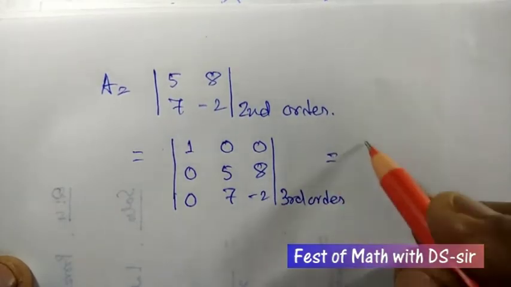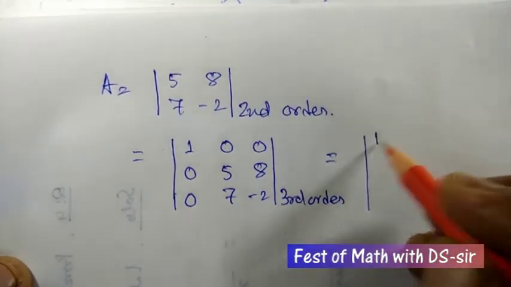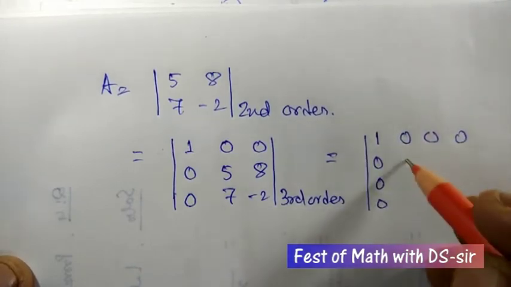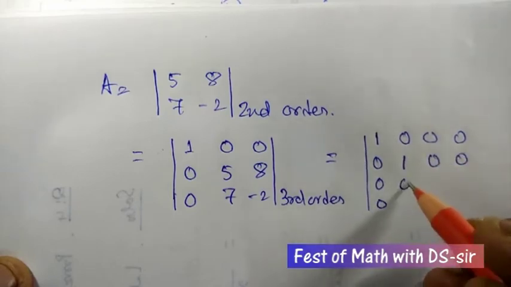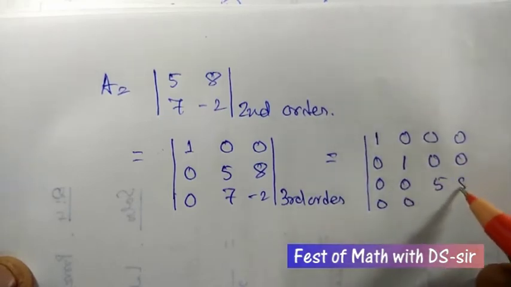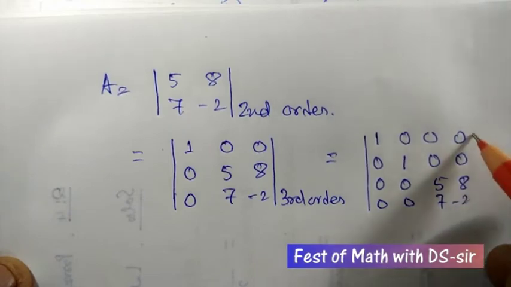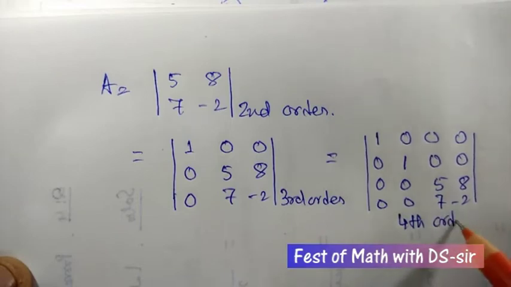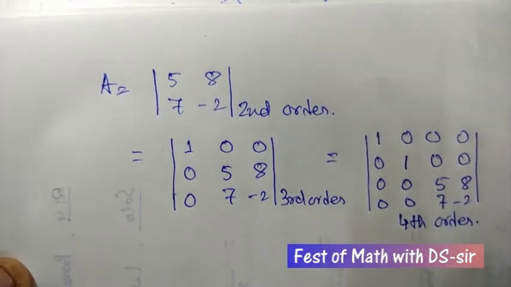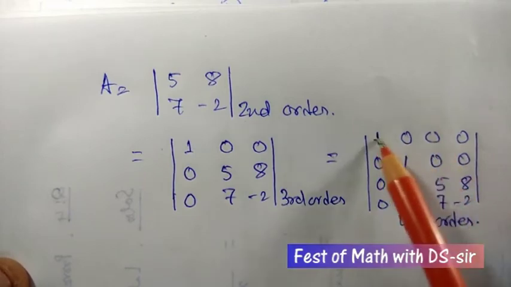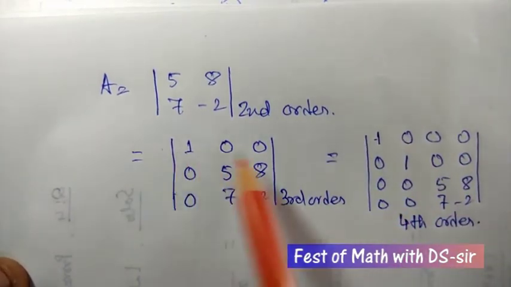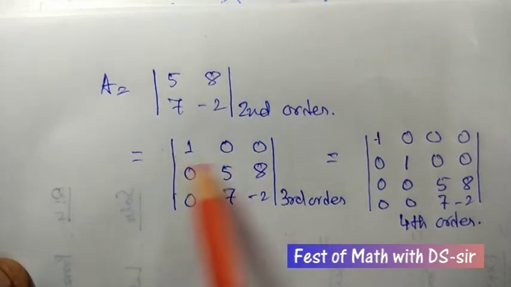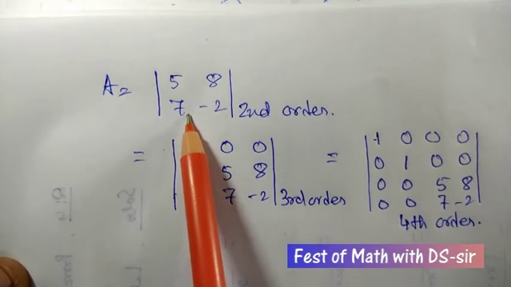Now we can furthermore write it in this way: 1, 0, 0, 0, 0, 0, 0, 1, 0, 0, 0, 0, 5, 8, 7, minus 2. So this is of fourth order. Because on expanding this determinant with respect to first row or first column, you can get this determinant. And again, expanding this determinant with respect to first row or first column, you will get this.